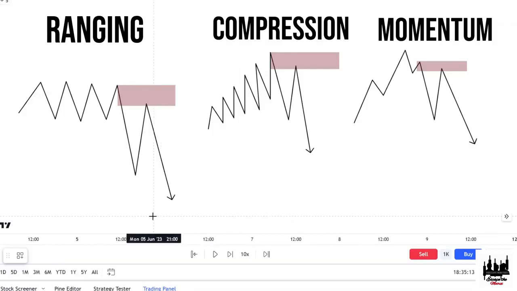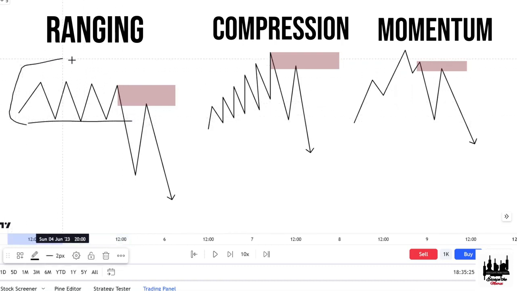So, what is a buildup? A buildup is the profile price was in before it formed your point of interest. So, in this instance, let's say this is our point of interest. Price was in a ranging profile. So, price was consolidating and then it formed your point of interest, and then price broke down, came back, revisited, and dropped lower.